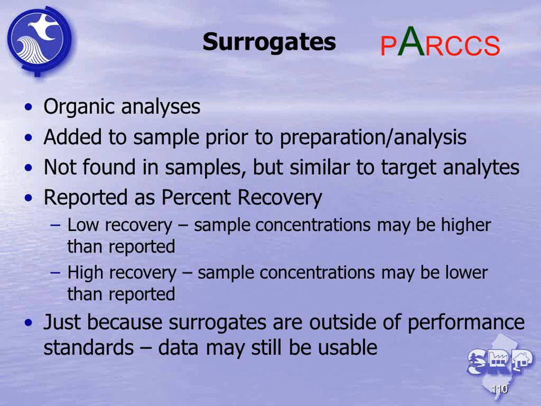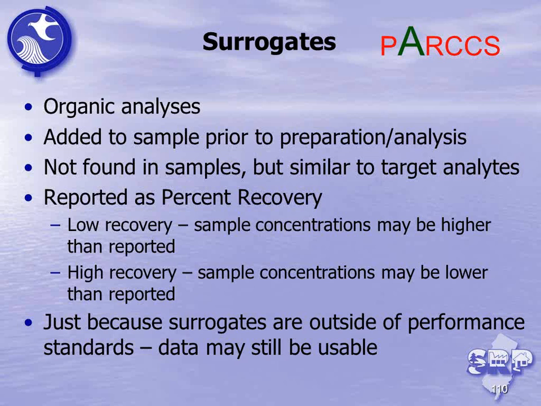So surrogates. Surrogates speak to the accuracy, okay? Generally, surrogates are placed in organic analysis. They're added to sample prior to preparation analysis. So if you're extracting, surrogates are added at the beginning phase before things are extracted. They move along with the process. They're not found in the samples generally, but they are similar to the target analyte.